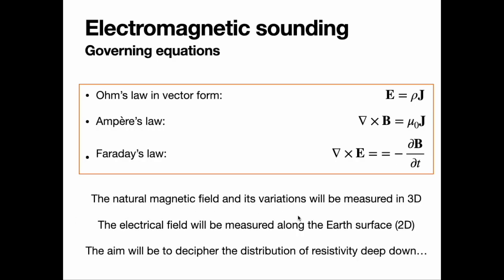So the natural magnetic field and its variation will be measured in 3D, and the electrical field will be measured along the Earth surface in 2D. And the aim next will be to decipher the distribution of resistivity deep down. So we will use measurements of E and B, and we will use the combination of these different laws to try to determine the parameter of interest, which is here the resistivity.